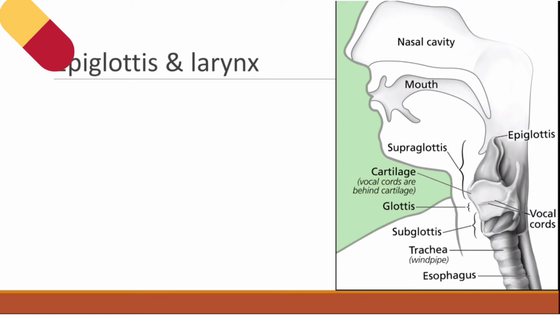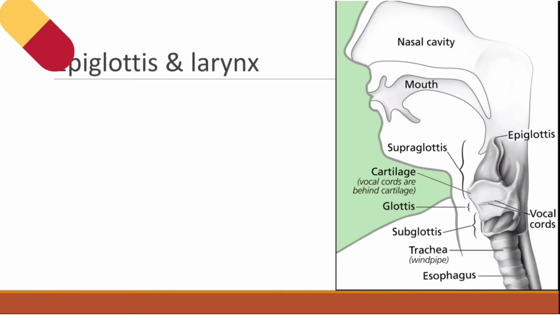One important structure to note here is the epiglottis. The epiglottis is basically a cartilaginous structure which closes the entry of the pharynx and prevents entry of food. It is an elastic cartilage which closes the laryngeal inlet and prevents entry of food into the trachea and further the lungs.